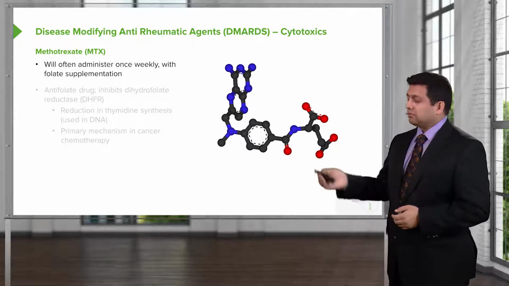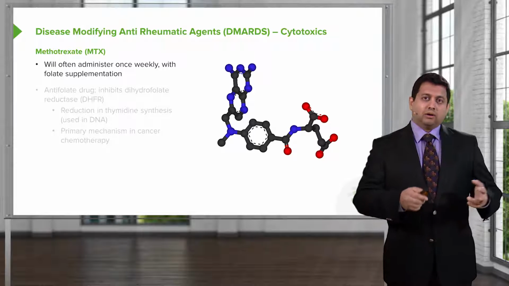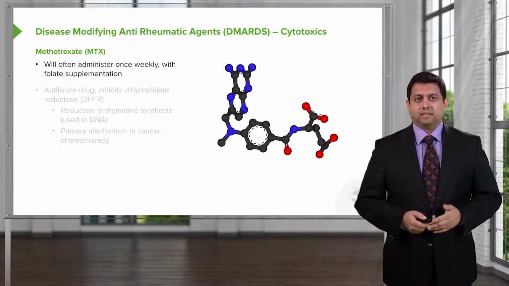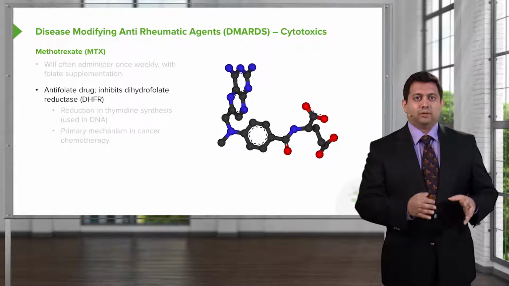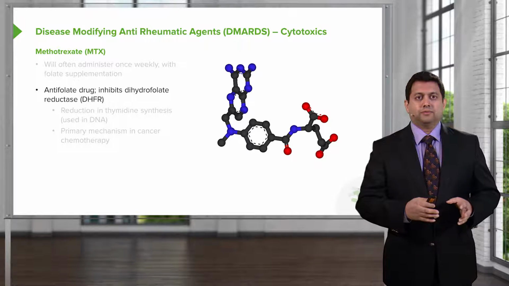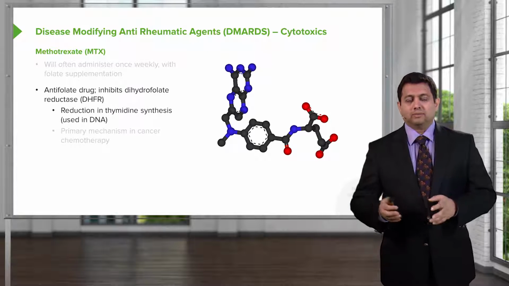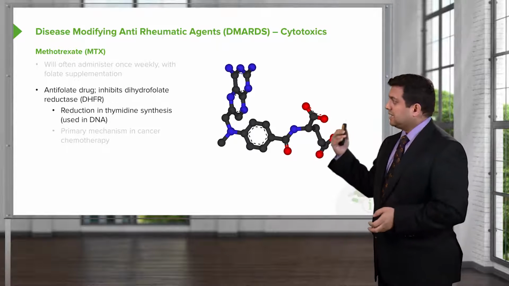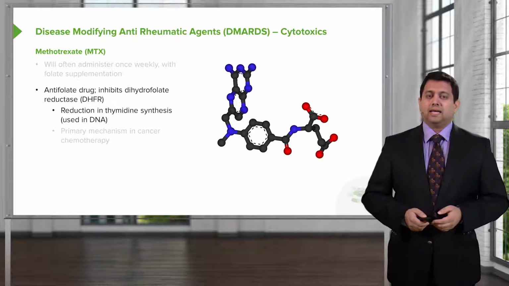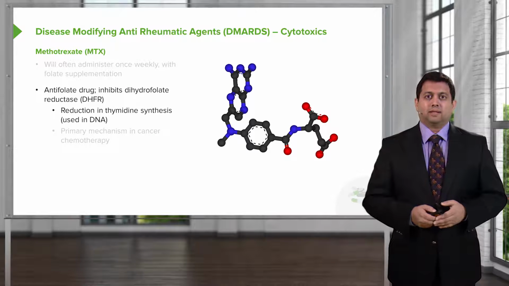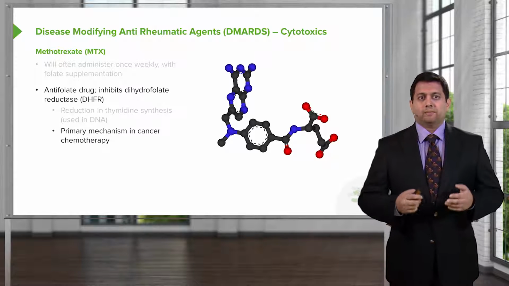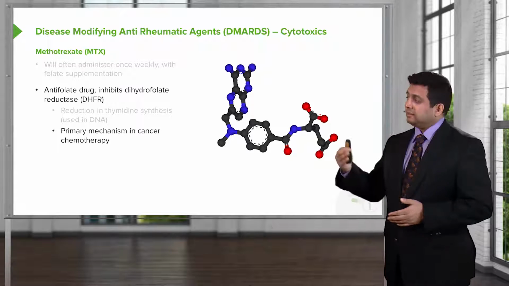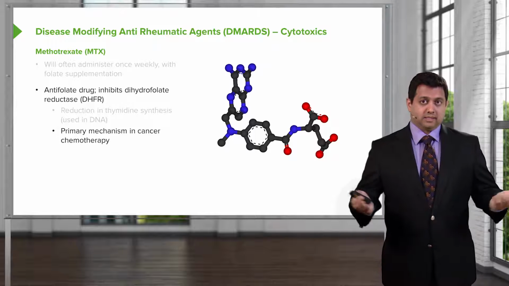Now we often give methotrexate once a week, and because it also affects folic acid activity, we give it with folic acid supplementation. This is an antifolate drug. It inhibits dihydrofolate reductase. Why is that relevant? Because this reduces thymidine synthesis. Now remember, thymidine is one of the building blocks used in DNA, so if you have less thymidine, you're going to have less DNA synthesis. The primary mechanism is used in cancer chemotherapy, and it limits a cancer cell from dividing because there's less DNA.